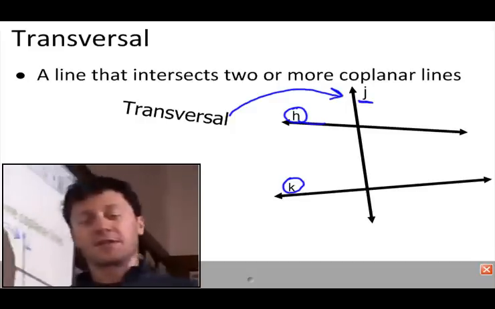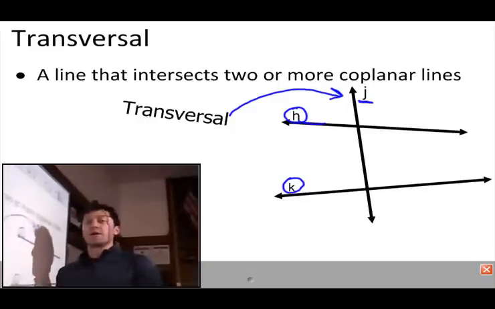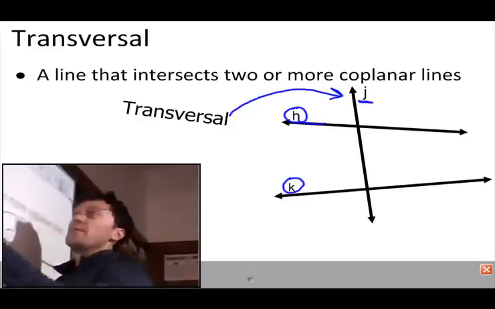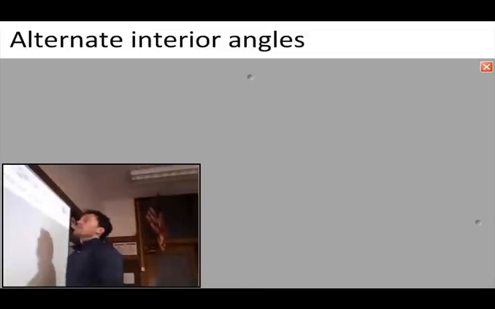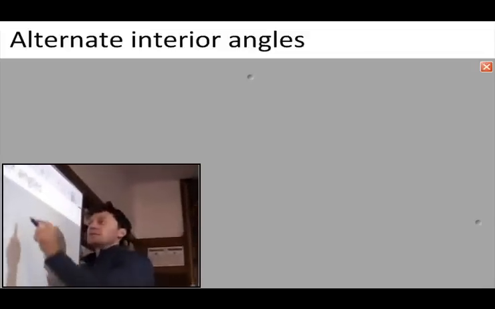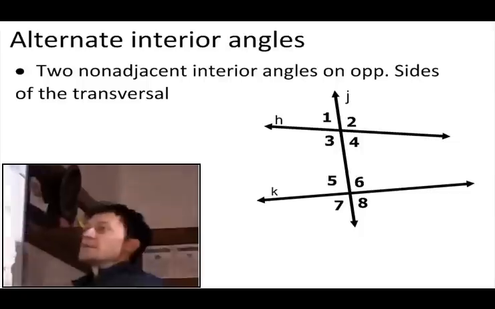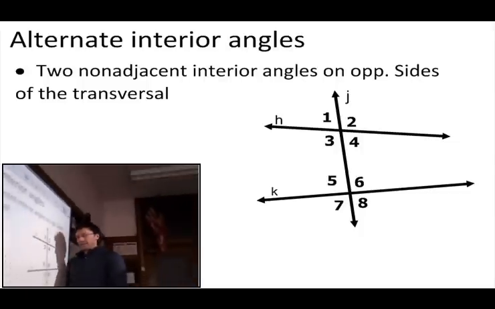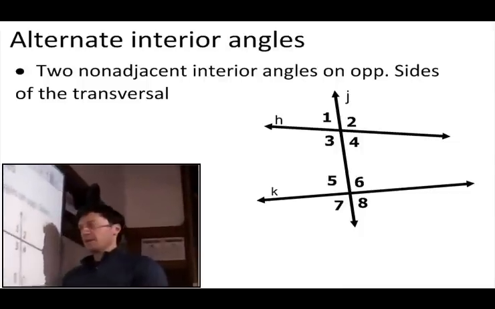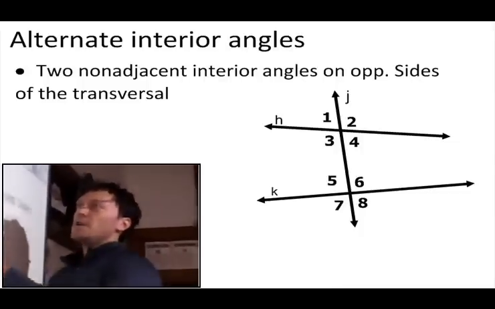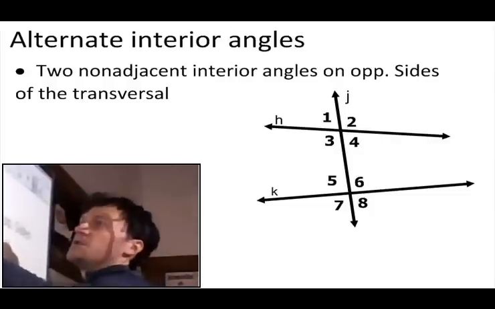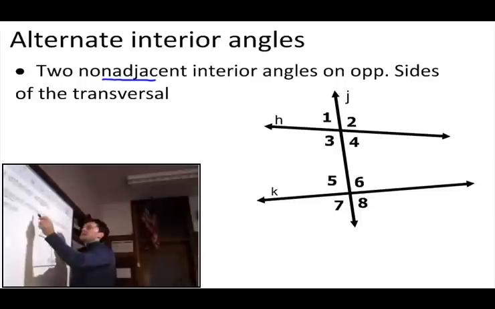Okay, and it's going to become very important. We're going to talk about all the different angles that they make. For example, alternate interior angles. Okay, let's look at this again, and I've numbered all of the angles that are made. Alternate interior angles are two non-adjacent, so they're not going to be next to each other.